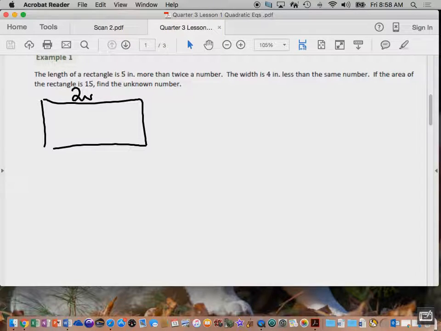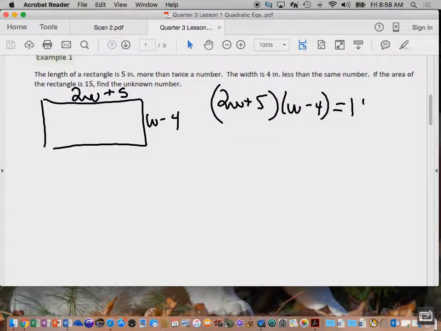Likewise, the length is 5 more than twice the width. The width is 4 less than the same number. And now they say the magic word, area. How do I find area? Multiply. So 2w plus 5 times w minus 4 is 15. So for the first time all year long, we're going to take a quadratic equation and apply it to a word problem. Now I need to double distribute.